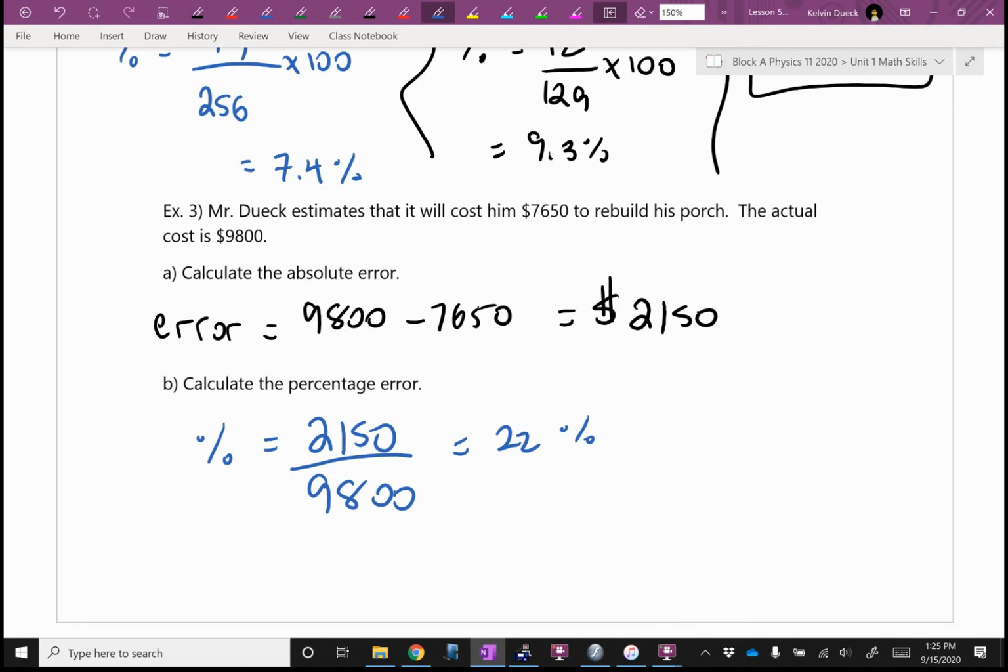So, we are going to do a mini lab on percentage error. Let me pause the video lesson.